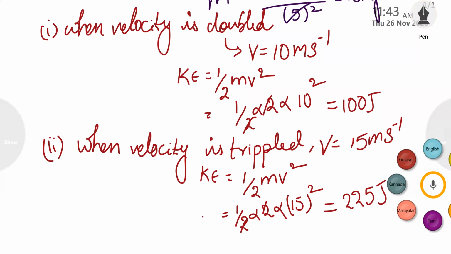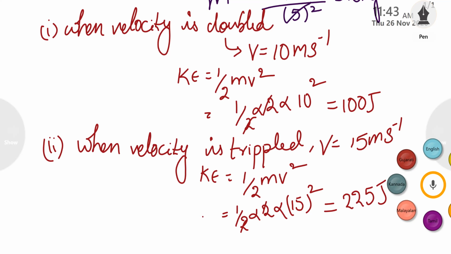Next question is, when is 1 joule of work said to be done? When is 1 joule of work said to be done?